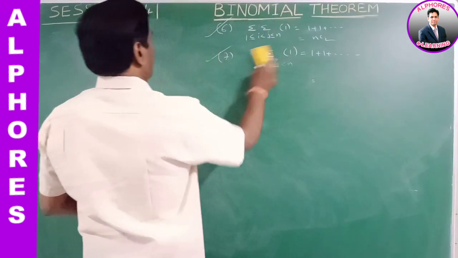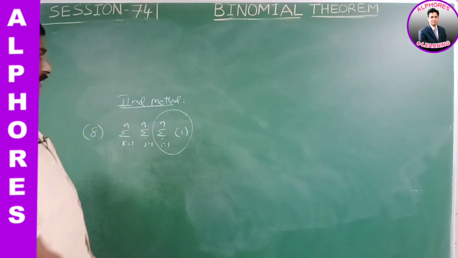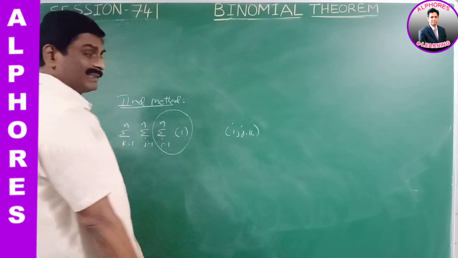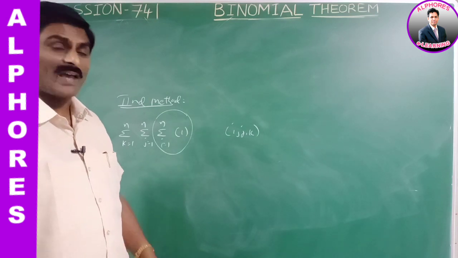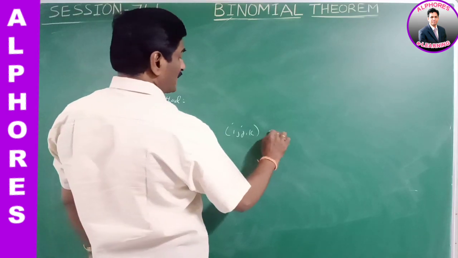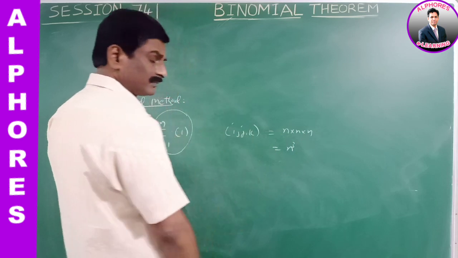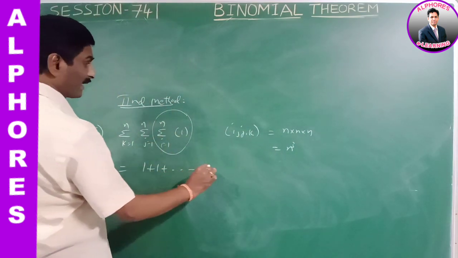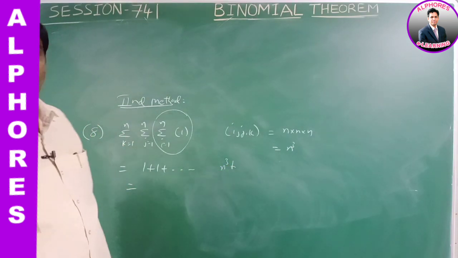For every ordered triplet of i, j, k, there will be one term and that value is 1. Now the number of ordered triplets of i, j, k is equal to n into n into n, that is n cube. Therefore this expansion is equal to 1 plus 1 plus so on, how many terms? n cube terms. That means 1 into n cube, that is equal to n cube.